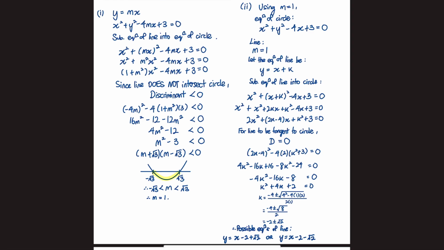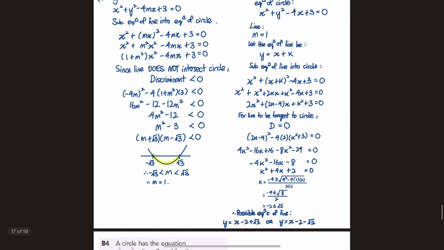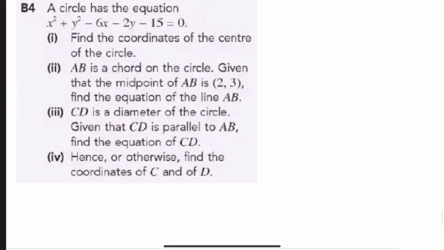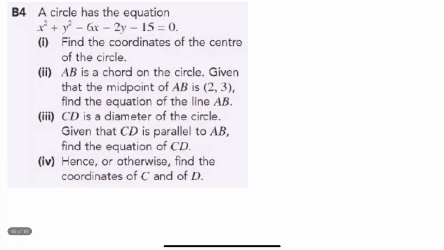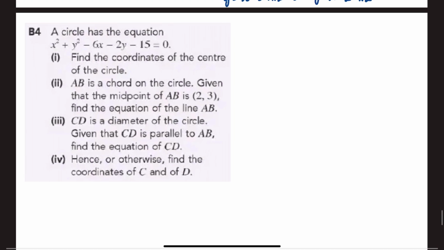Okay. Alright, so let's now move on to the next question, question 4. Okay, B4 here, a circle has this equation. Find the coordinates of the center and radius of this circle here. I think this question is very straightforward. It's just by completing the square, you can use your formula.